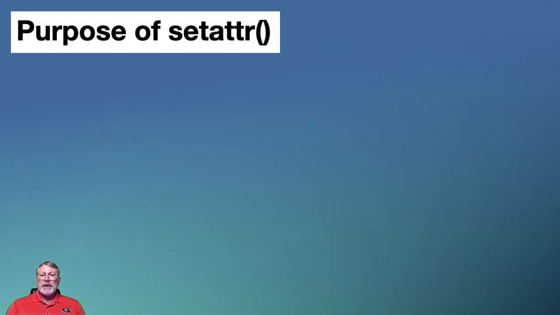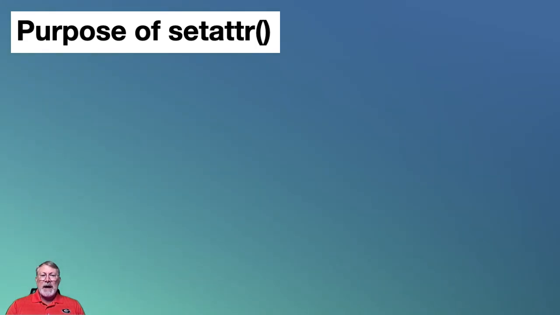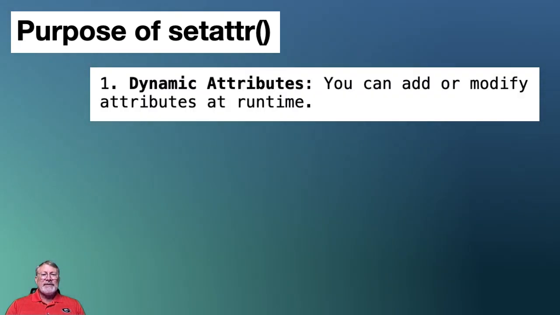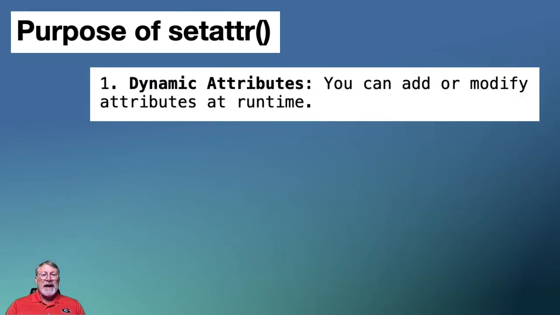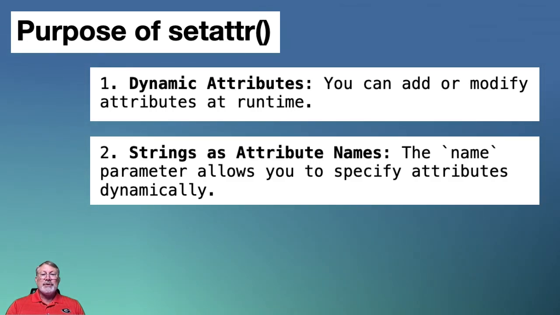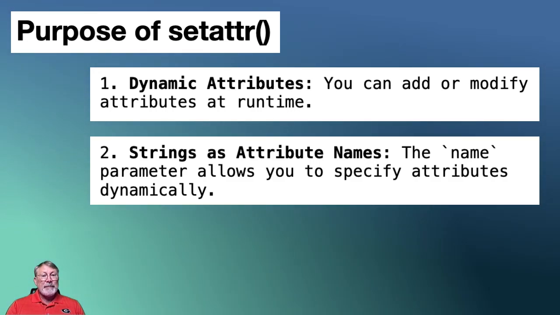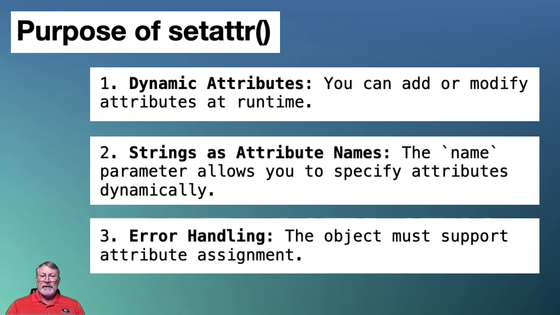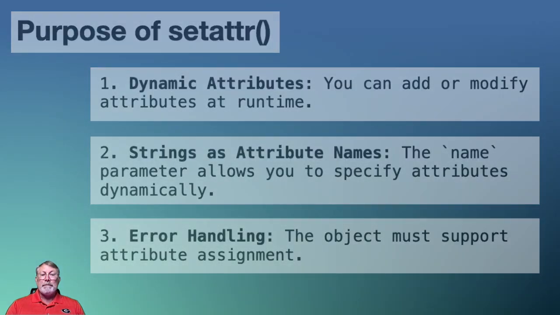Why use setattr? It's useful for dynamic programming where attributes might not be known at the time of writing code. Key concepts include dynamic attributes: you can add or modify attributes at runtime. Strings as attribute names: the name parameter allows you to specify attributes dynamically. And error handling: the object must support attribute assignment, otherwise you'll get an attribute error.